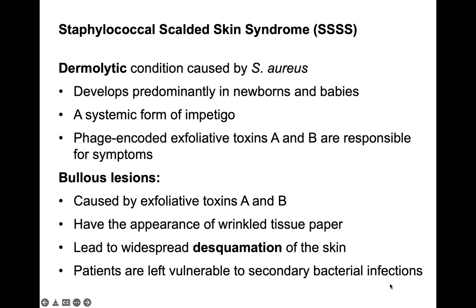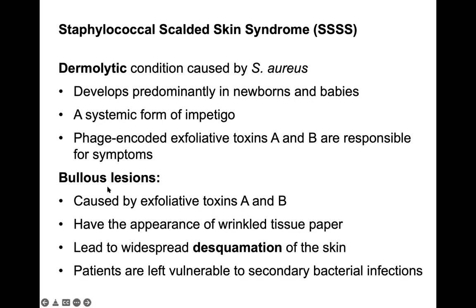It develops predominantly in newborns and babies. And it's something that can really affect a newborn because their skin is so soft and it's not completely keratinized like a child's skin or even an adult skin. It is a form of impetigo, and you have phage-encoded exfoliative toxins A and B responsible for the symptoms. So phage means that the bacteria actually pick this up from a bacteriophage.